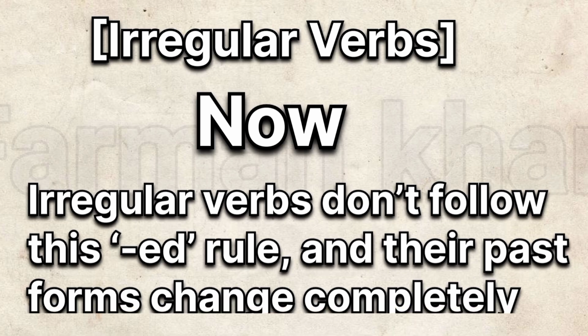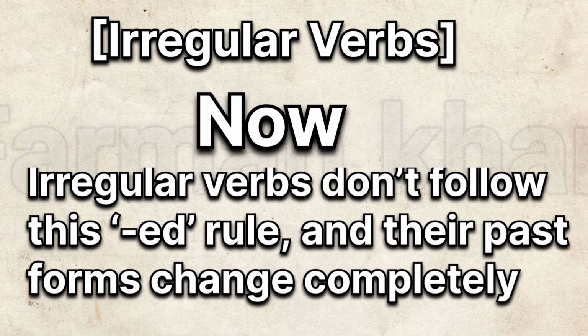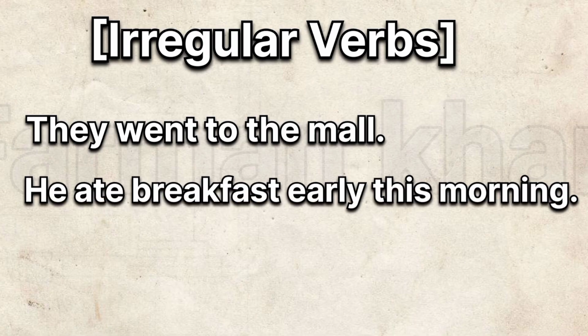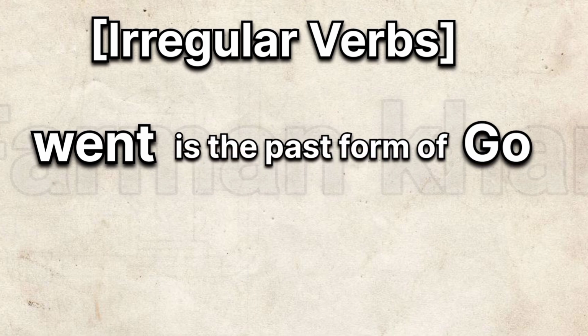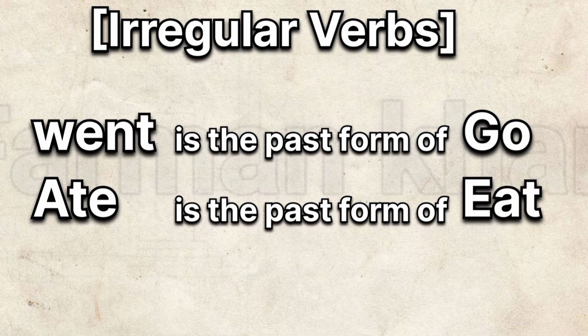Now, irregular verbs don't follow these ed rules and their past forms change completely. For example, they went to the mall. He ate breakfast early this morning. As you can see, went is the past form of go and ate is the past form of eat. Irregular verbs need to be memorized, but don't worry, you will get the hang of it with practice.